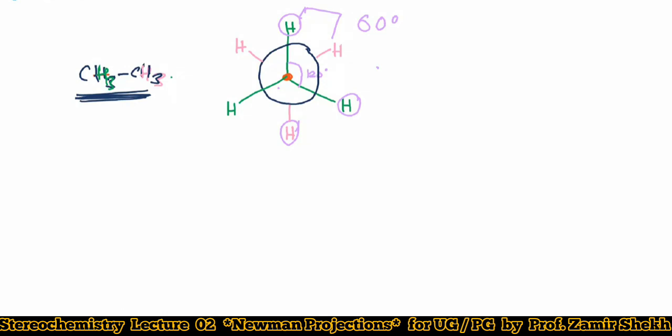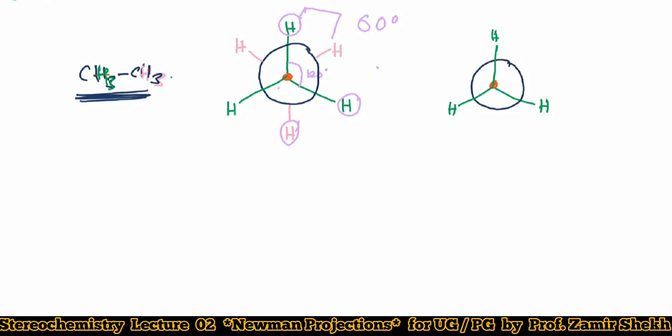For example, this is my front carbon, and there are 3 substituents on the front carbon, which I mentioned in the green color. You can also make this, no question at all, or you can make it simply like this. And these are my 3 hydrogens, which are separated by 120. The second one, the circle which I made here, this is the back carbon. This is what? Back carbon.